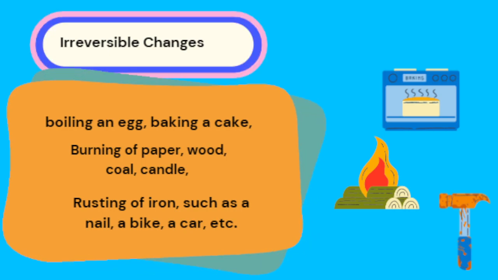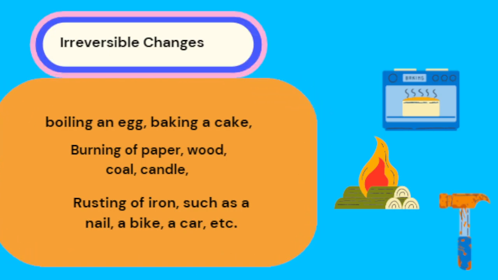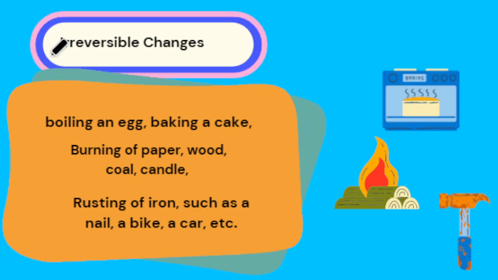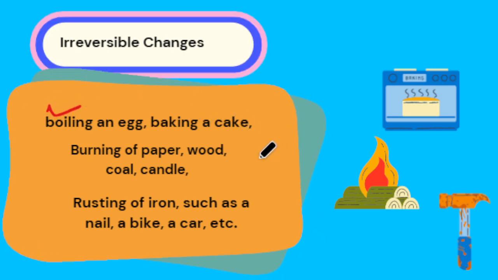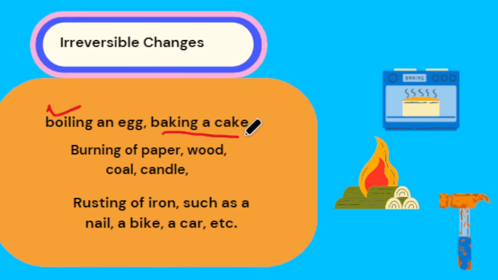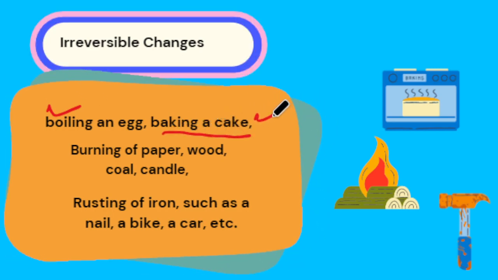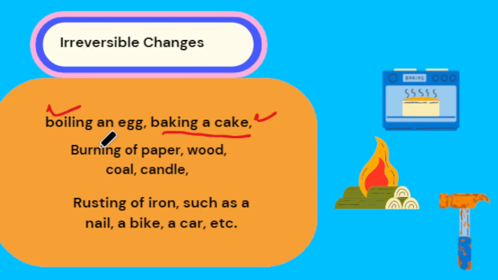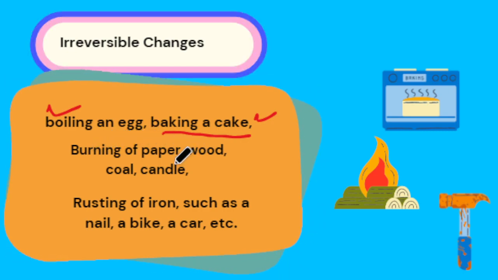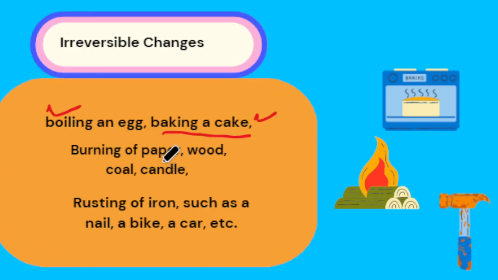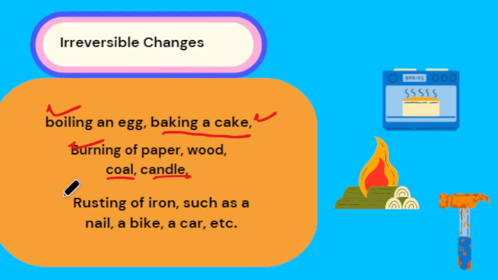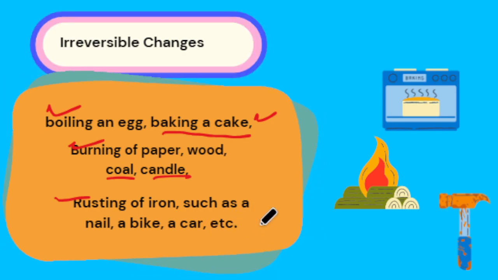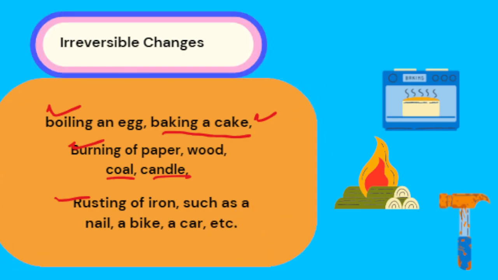And the next point is irreversible changes. Yes, chemical reactions are irreversible because when we boil an egg, we never get a raw egg again. When we bake a cake, we never get its ingredients again. So this type of chemical change is an irreversible change. Burning of paper, wood, coal, candle, and rusting of iron are all included in irreversible changes.